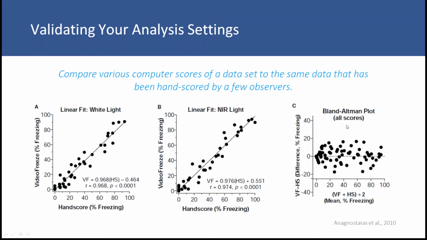And then the Bland-Altman plot is just a way to correlate the reliability of the computer and hand scores in terms of how much variance there is between the two.